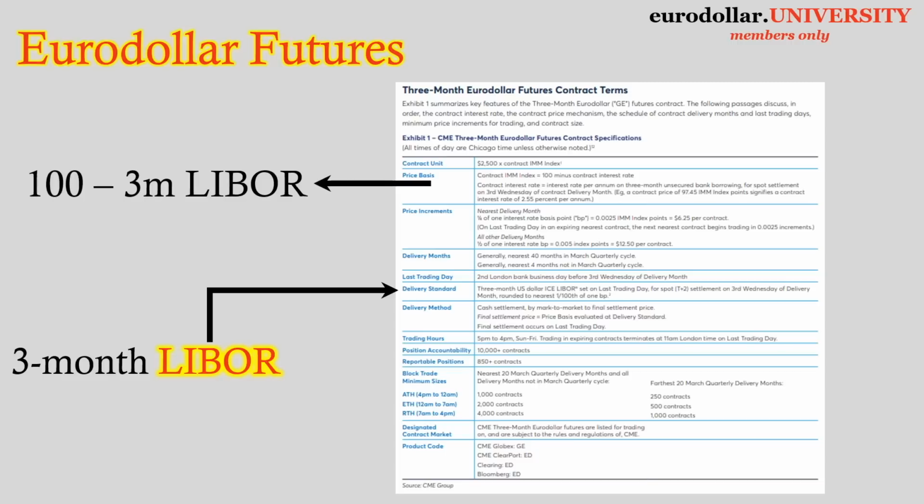Now, we don't need to go into depth on all the contract specification here in the Basics series, but what you should understand is the contract price methodology. The price is simply 100 minus the 3-month LIBOR rate expressed in percentage points. So if 3-month LIBOR at maturity happens to be 2.55%, the final contract price will be 100 minus 2.55 or 97.45. All Eurodollar and term SOFR futures contract prices are stated in the same fashion.